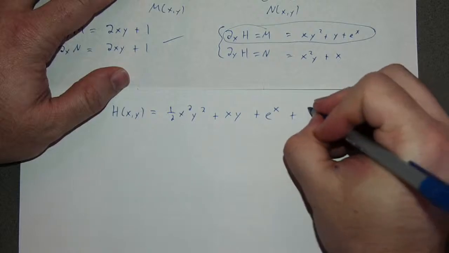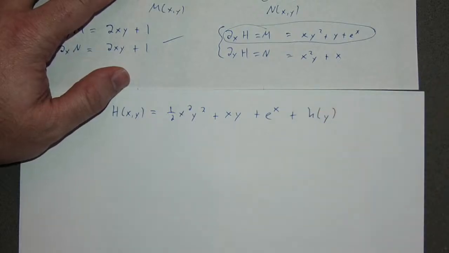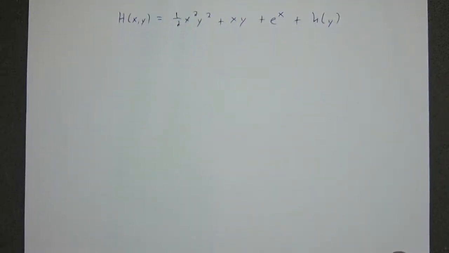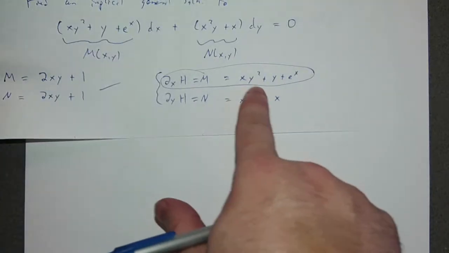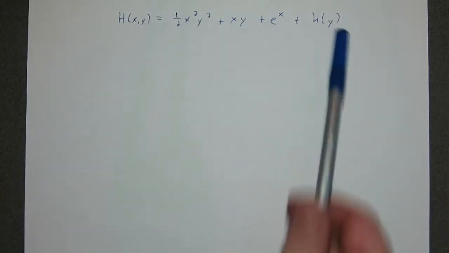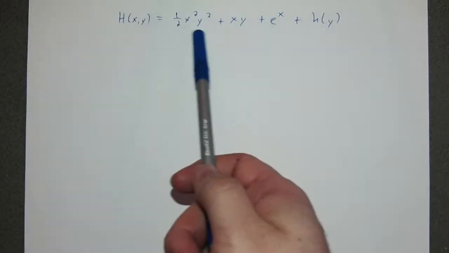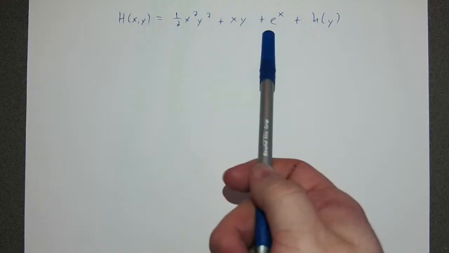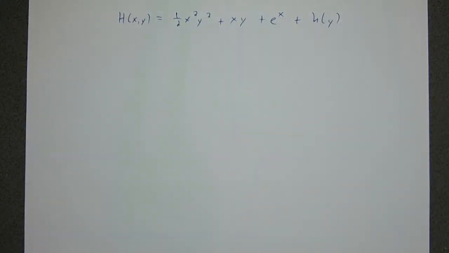Plus some unknown function of little y alone. Again, once you get to this step, you can just verify for yourself that if you take the x partial here, you should get xy squared plus y plus e to the x. You do, because that's 0. This would be xy squared. This would be y. This would be e to the x. So that's what you get.